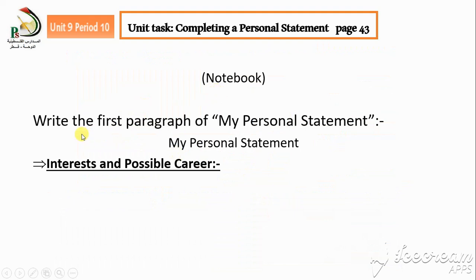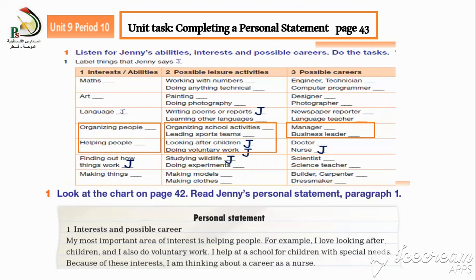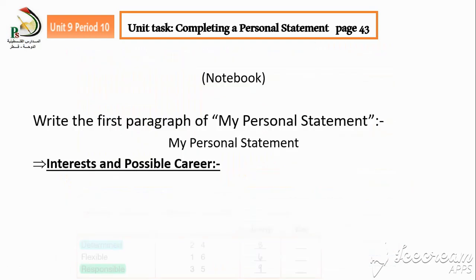In the notebooks, write the first paragraph of your personal statement. This personal statement will be based upon your interest and possible career, like Jenny did.